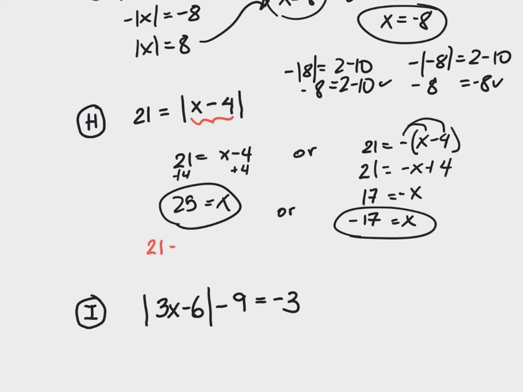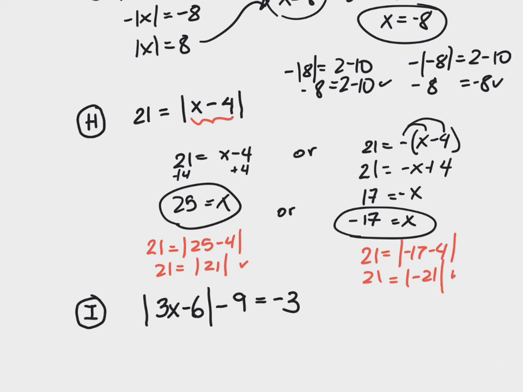I forgot to check those two answers there. 21 is equal to the absolute value of 25 minus 4. And sure enough, 21 is equal to the absolute value of 21. So that checks out. Again, 21 is equal to the absolute value of -17 minus 4. And -17 minus 4 is also -21, and the absolute value of that is 21.